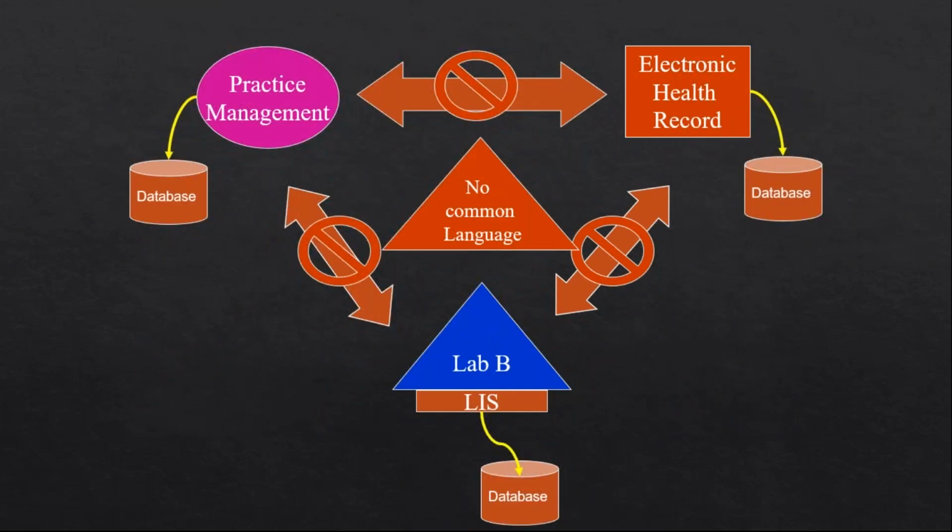Now we will take a look at why we need HL7. Before that, I'll give you a small illustration. Let us say we have three different people from three different countries: one person from the US, one from India, and another from China. These three people are trying to communicate with each other. However, none of them knows the other person's language.